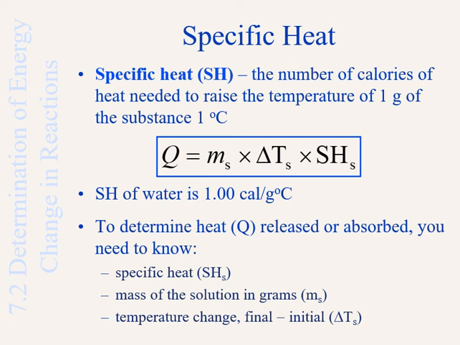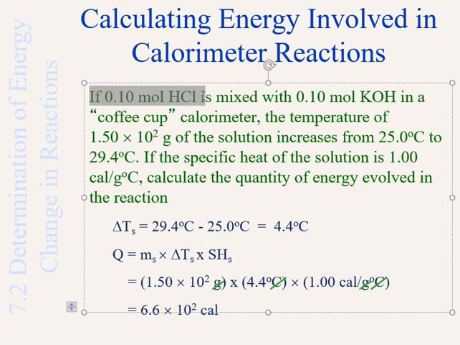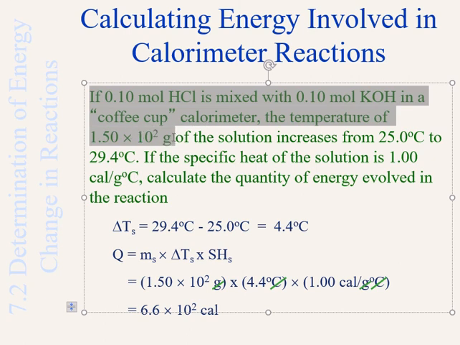Such as delta H was the final enthalpy, which was the enthalpy of the products minus the enthalpy of the reactants. So here is a reaction. If 0.10 moles of HCl, hydrochloric acid, is mixed with 0.10 moles of potassium hydroxide in a coffee cup calorimeter, the temperature of 150 grams of the solution increases from 25 degrees Celsius to 29.4 degrees Celsius. So the temperature on the thermometer goes up.